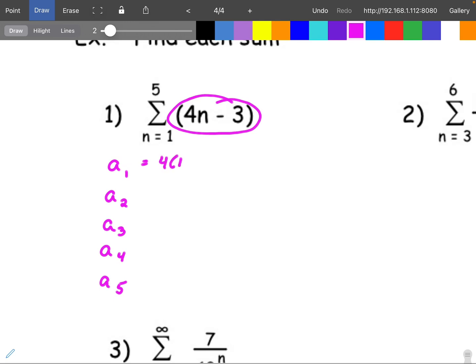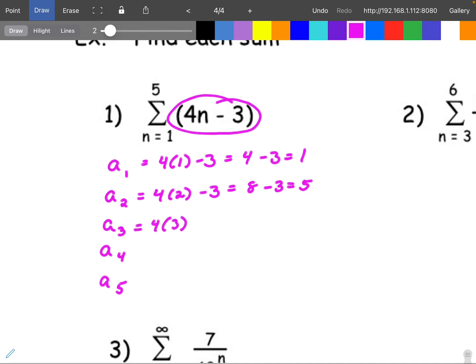So for a sub 1, we know n is 1, so that's 4 times n, which is 1, minus 3. Well, 4 times 1 is 4, minus 3 is 1. So our first term is 1. Now we find the second term. So for the second term, n is now 2. So we have 4 times n, which is 2, minus 3. Well, 4 times 2 is 8, and then minus 3 is 5. So our second term is 5.